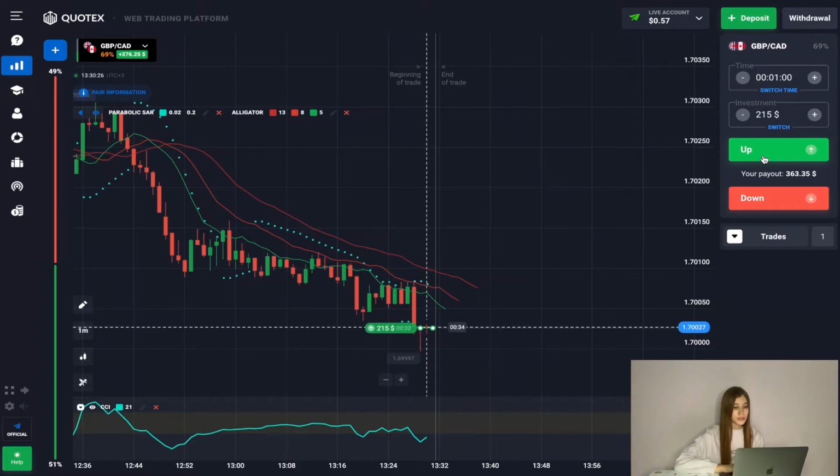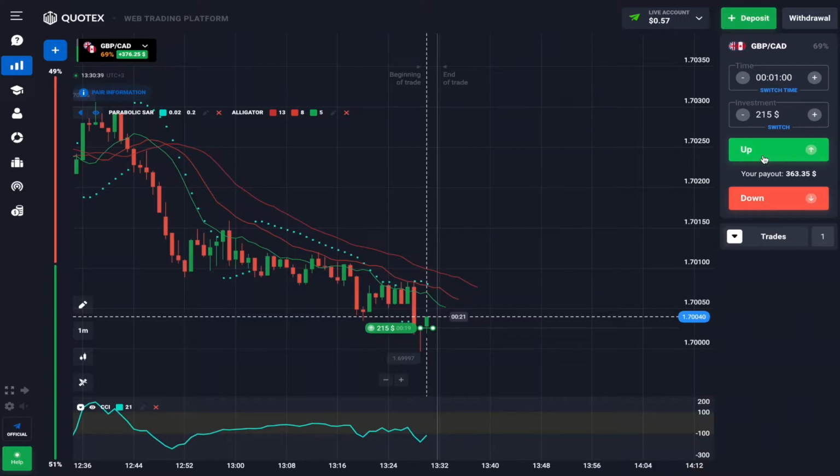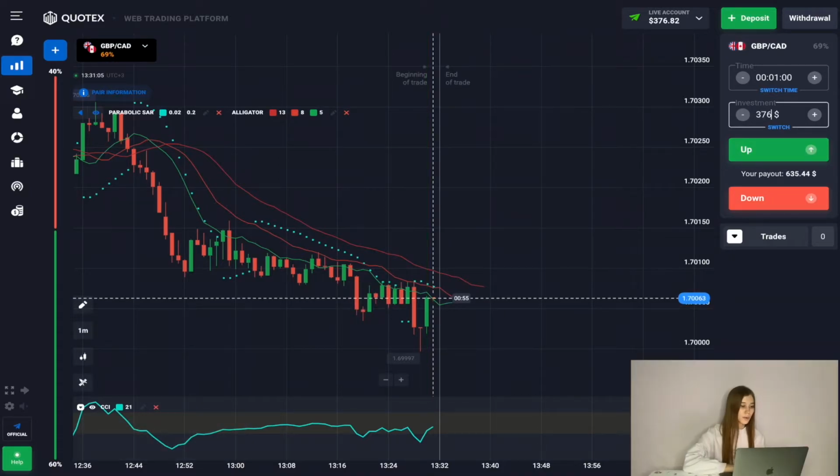Now we can close our deal on an upward green candle according to this sequence. Let's wait for the completion. So we successfully close our trade.